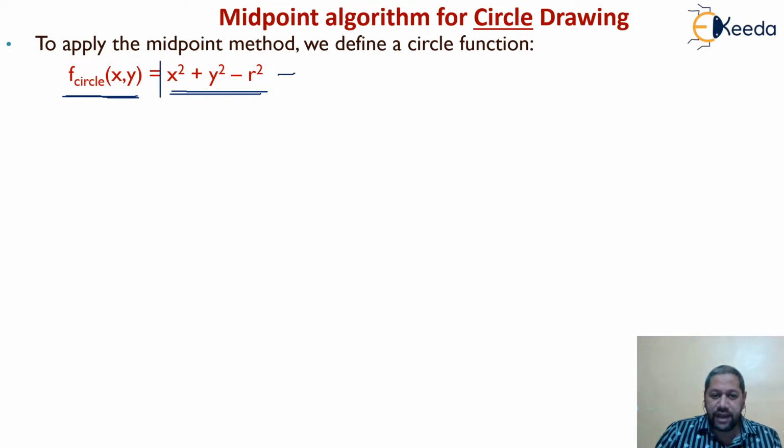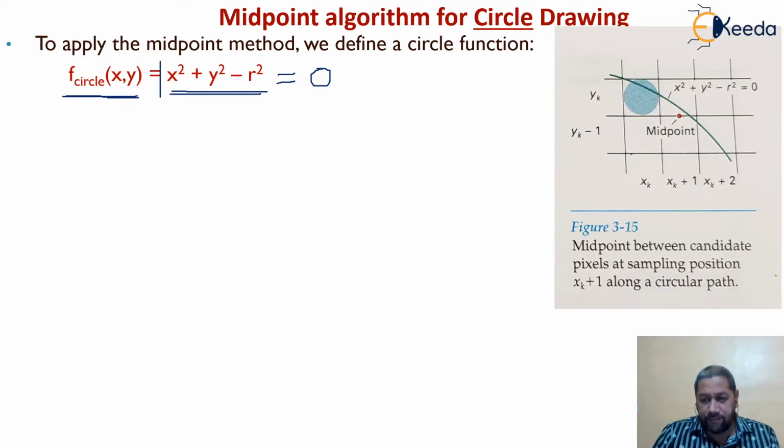It should be 0. X square plus y square minus r square should be 0, because we know that is the circle function. Now again we are considering the same diagram. This is my midpoint, which is my current pixel, xk and yk, and I have to decide. This is coming from the center of the circle, and this is my radius r.